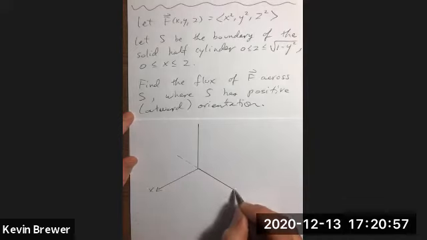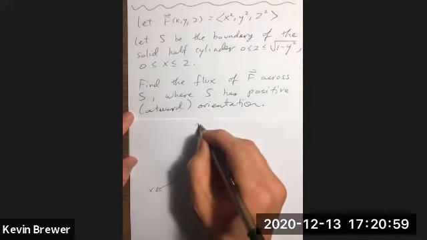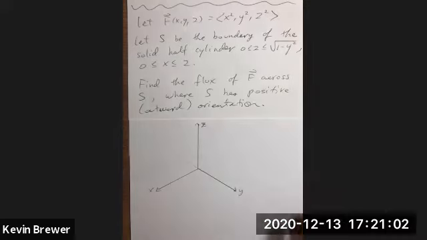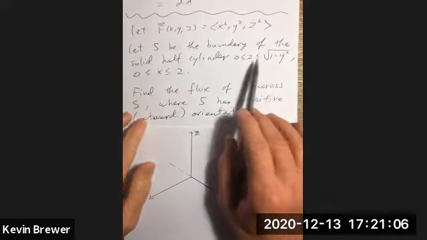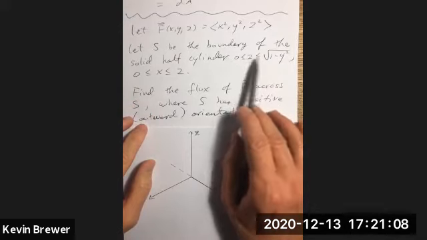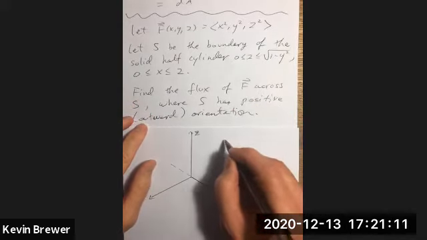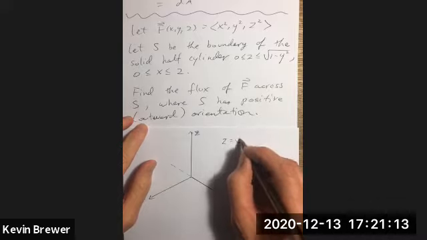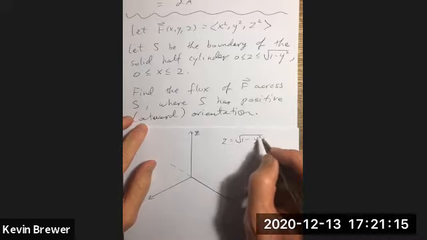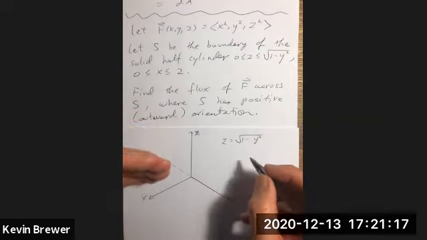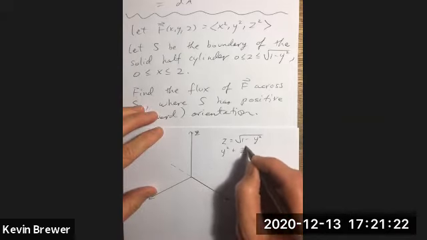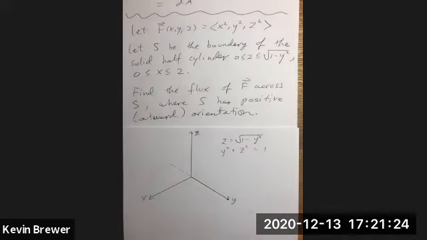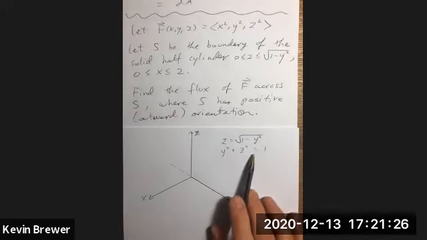So X, Y, and Z. Okay, so what is this? The work is done here for the equality between these two expressions. So that's z equals square root of 1 minus y squared. Square both sides, and you get y squared plus z squared equals 1. So y squared plus z squared equals 1, that's a cylinder.